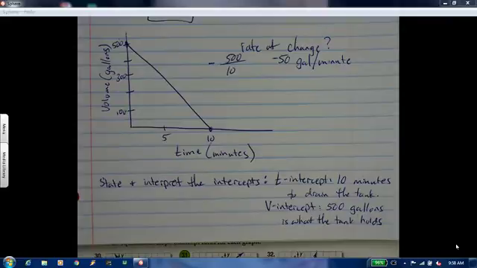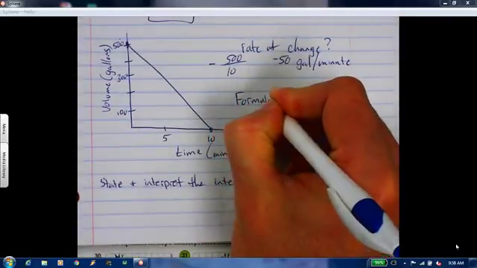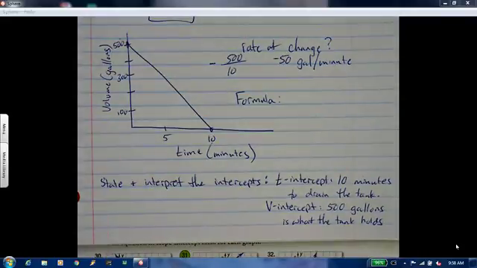What about a formula for this line? What's my y-intercept? On this, 500.